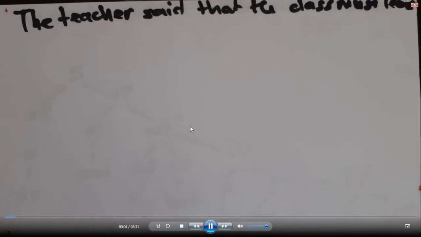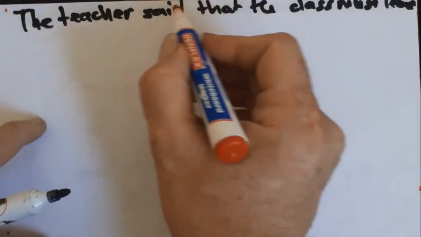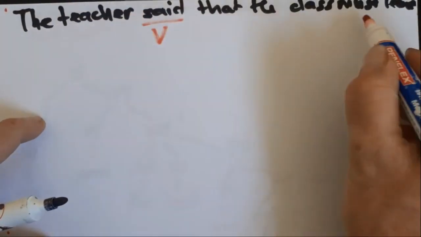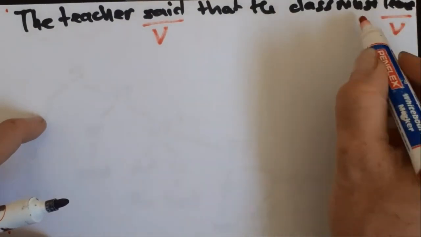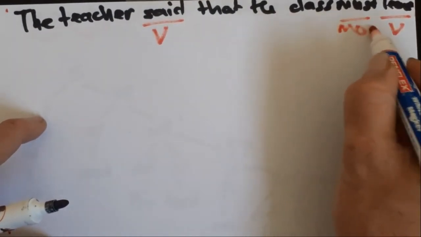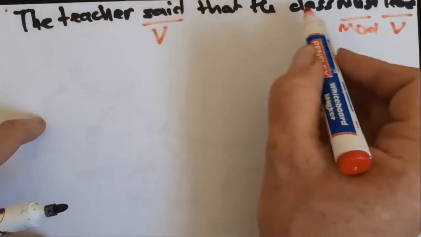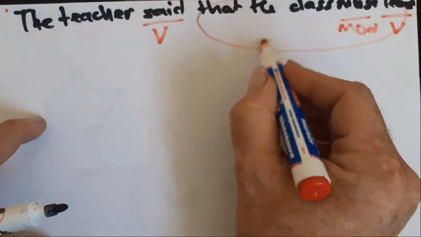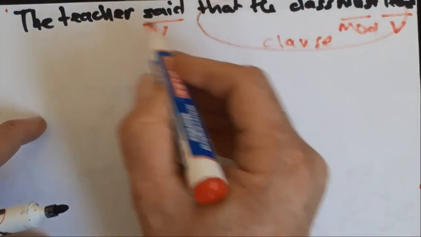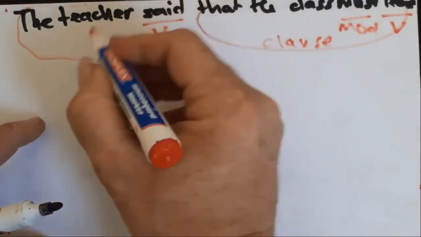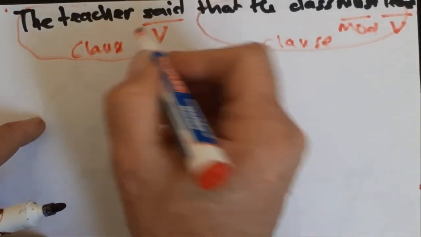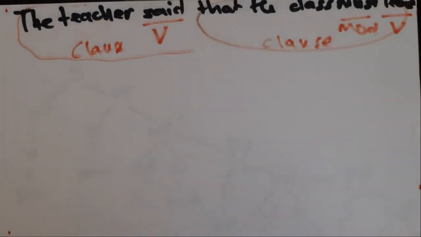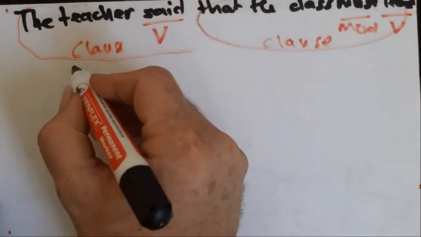The next example is: the teacher said that the class must leave. We can see here that there are two verbs that we might be interested in. The first is the verb say, and the second verb is leave, supported by a modal must. There are also two clauses. So if there are two verbs, there must be two clauses, because each clause has one verb in it. The main clause is the teacher said, and the embedded clause is that the class must leave. The subordinate or linker is the word that, and that's going to be our complementizer.